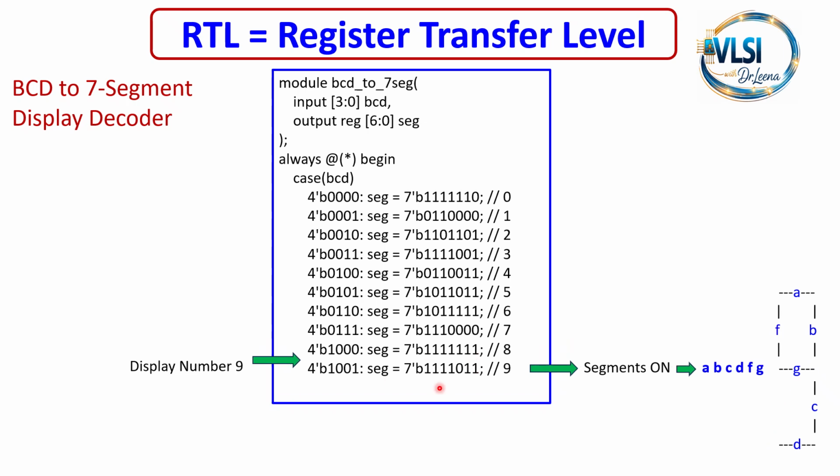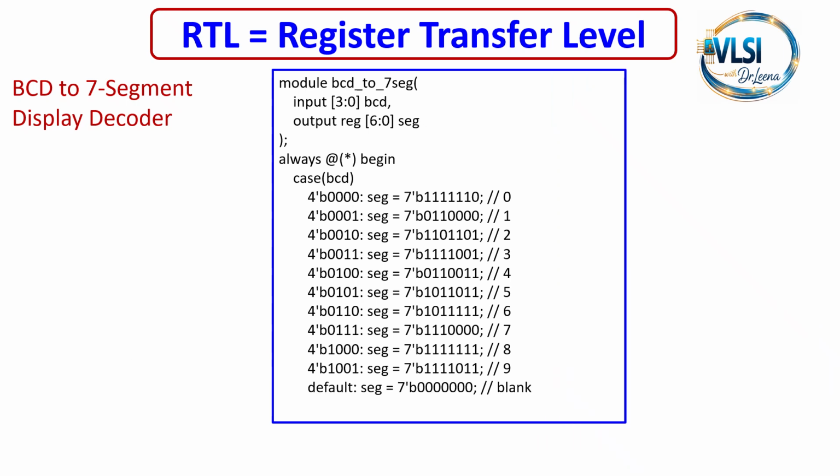To display the number 9, the segments on are A, B, C, D, E is off, F and G are on. That is A, B, C, D, F, G and it gives the pattern 9. Now for the decimal numbers 0 to 9, we have displayed everything.